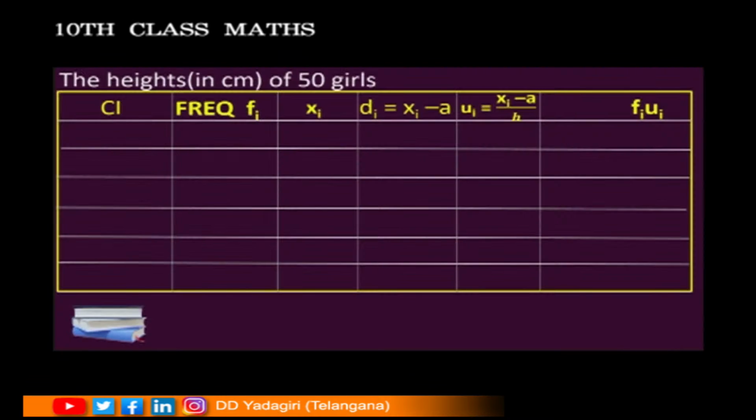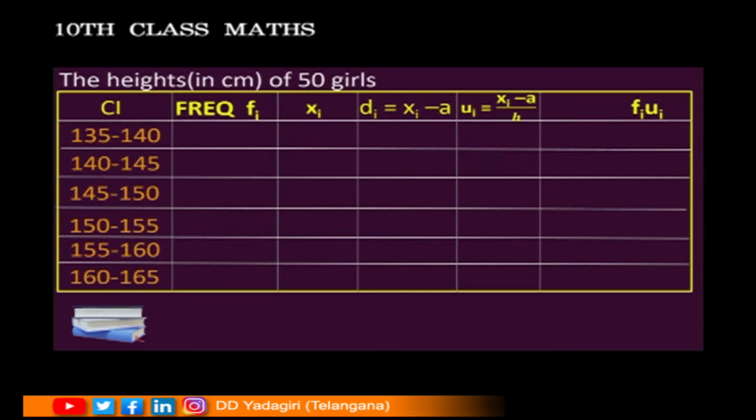The first column is the class interval, the second column is the frequency, the third column is the mid value, and the fourth column di is xi minus a. The first four columns remain the same. Now introduce the fifth column, ui is equal to xi minus a divided by h, and finally multiply the frequency fi with the ui values. The class interval values and the frequency values are known to us. The mid values you have calculated in the first two methods, we just copy them as they are here.